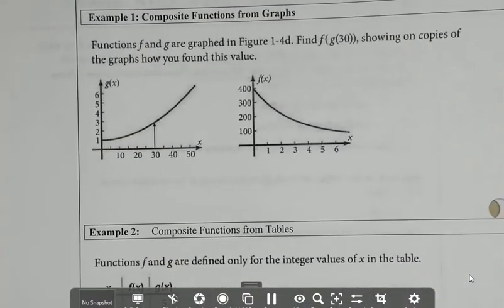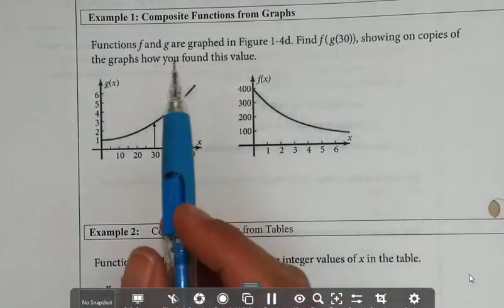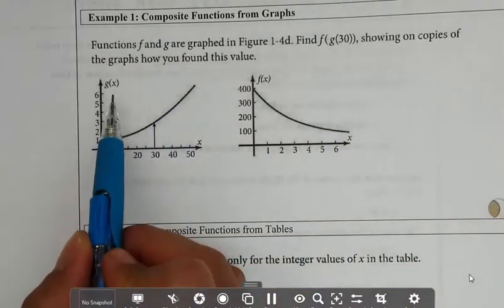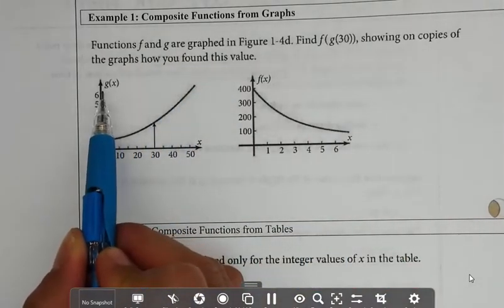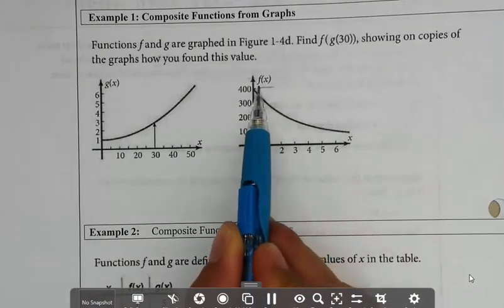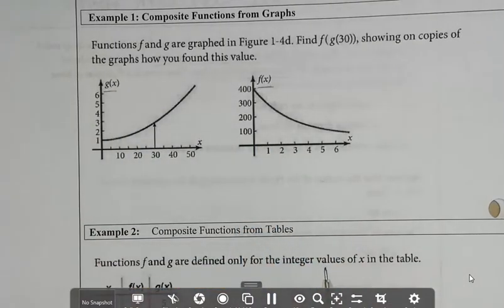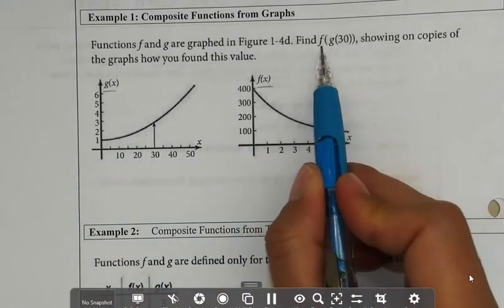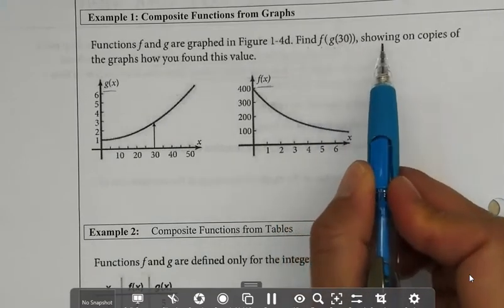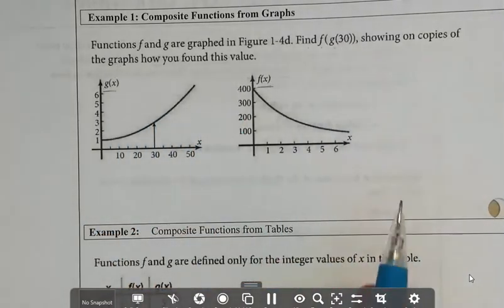Moving on to example 1. Functions f and g. I guess the most important thing is to figure out which one's your function f and which one's your function g. This is my function f, this one's my function g. We want to find f of g of 30, showing on copies of the graphs how you found this value.